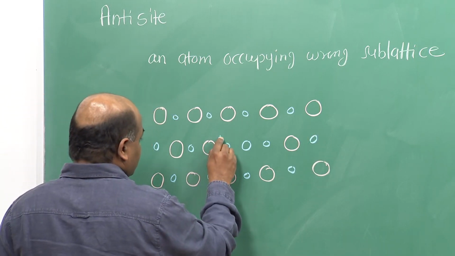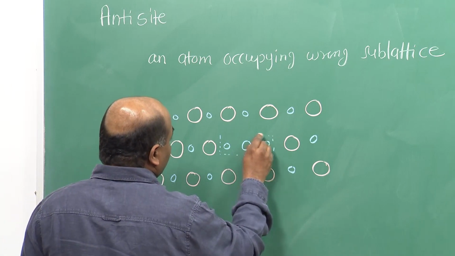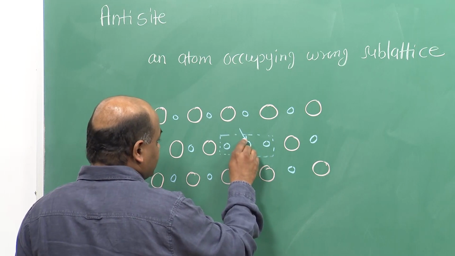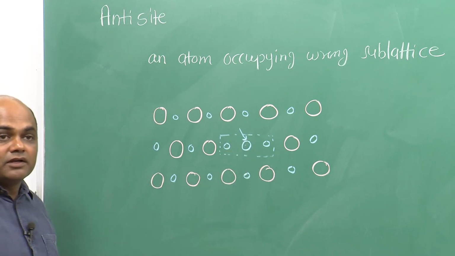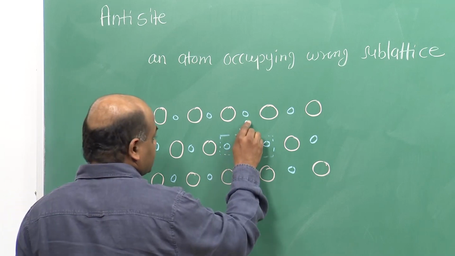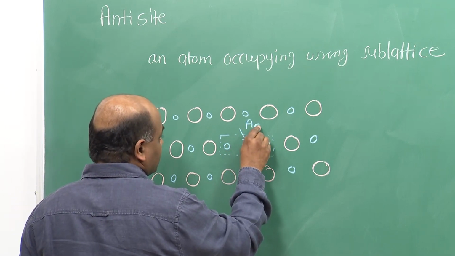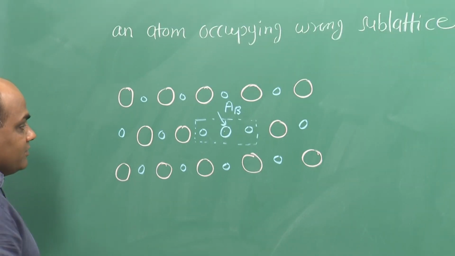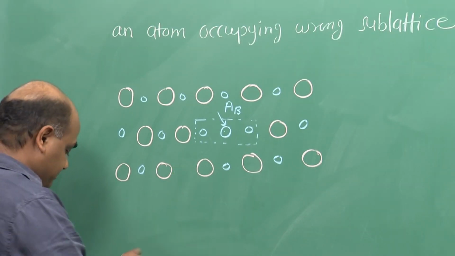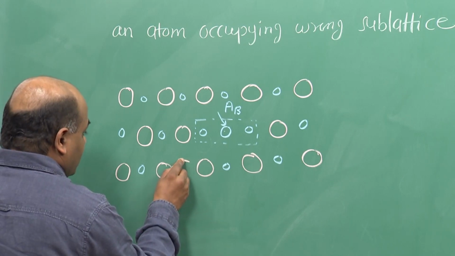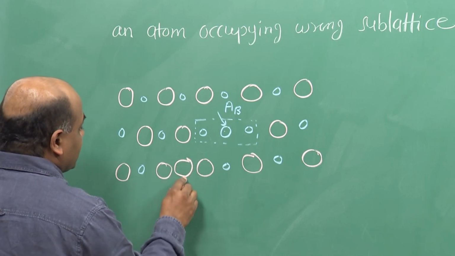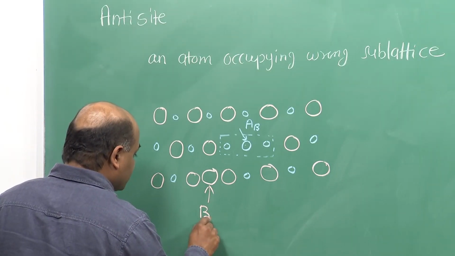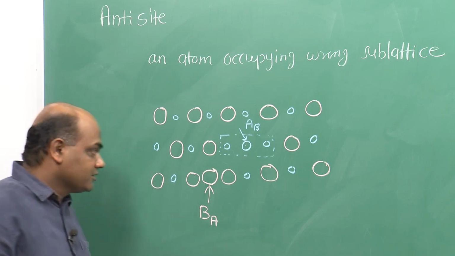So, here you can see this is an A atom which is wrongly placed on a B sublattice. So, this is an anti-site of A on B, we denote it as A B. If we have a B atom occupying an A sublattice, like here, this is called anti-site of B on A, it is denoted as B subscript A.